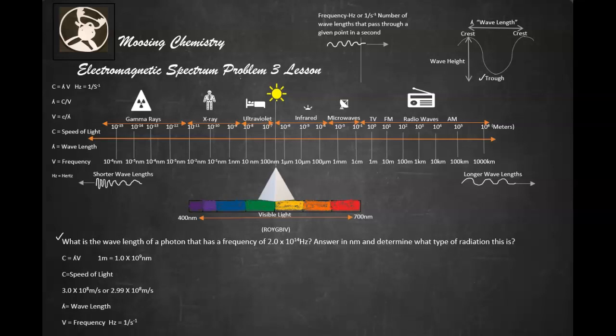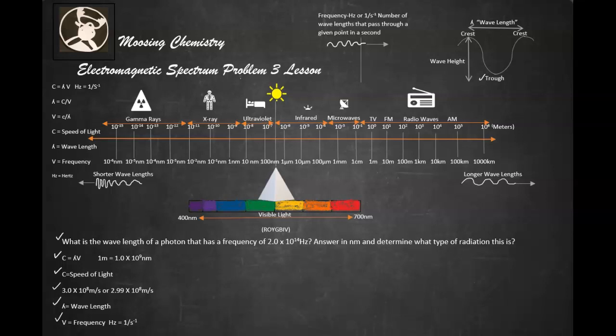Okay, we need to know the c equals lambda v formula. We need to know that c is the speed of light, which is either 3.0 times 10 to the 8 meters per second, or you could use 2.99 times 10 to the 8 meters per second. Lambda is wavelength and v is frequency.